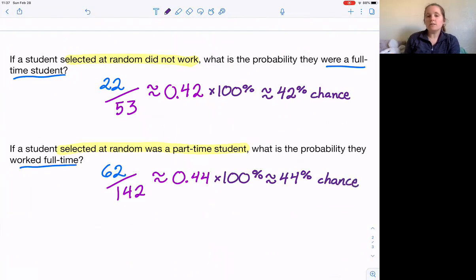So this is conditional probability. Instead of looking out of the total 200 students, we are limiting ourselves to a specific row or a specific column.